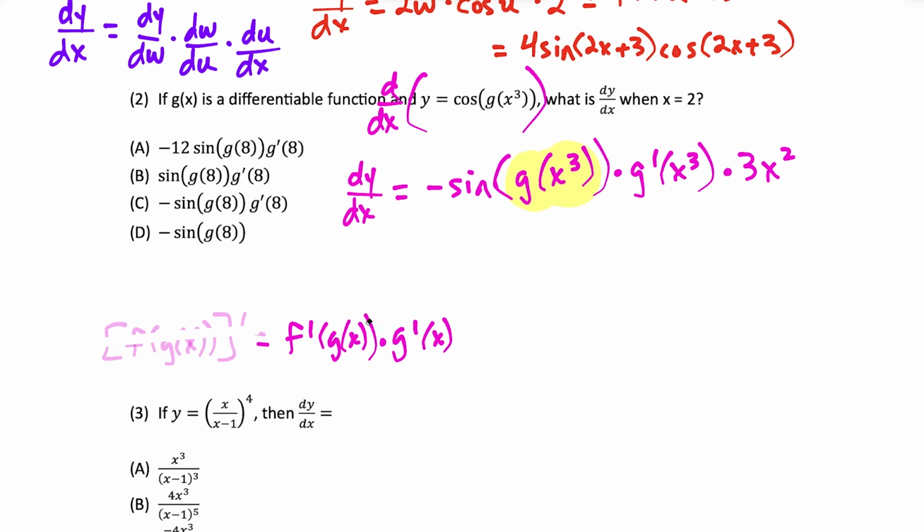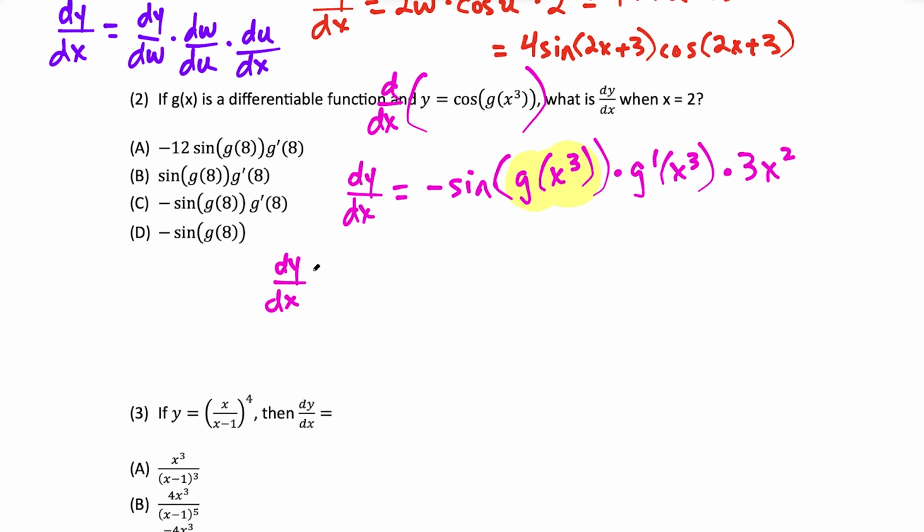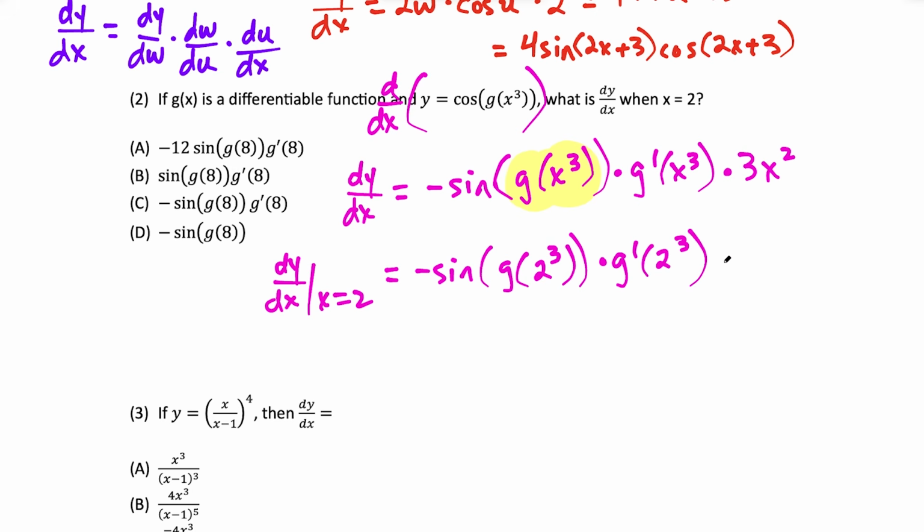But now to close this out, we just have to plug in x equals 2. So when we plug in x equals 2, let's see what we get. We have dy/dx at x equals 2 is equal to negative sine of g of x to the third. So now we replace x with 2. We have 2 to the third power on the inside. And we have times g prime of 2 to the third power again. And now we have times 3 times x squared. So we're replacing x one more time with 2, and this time squaring it.